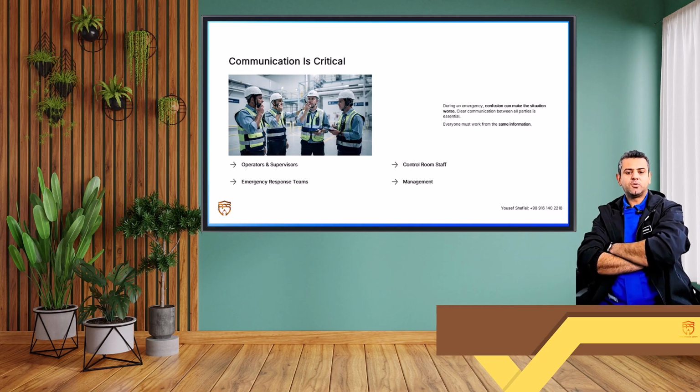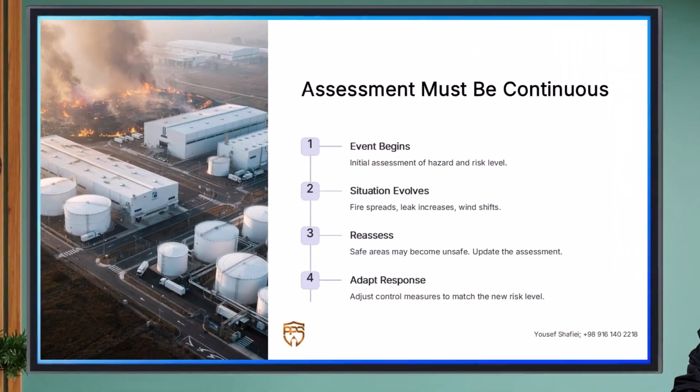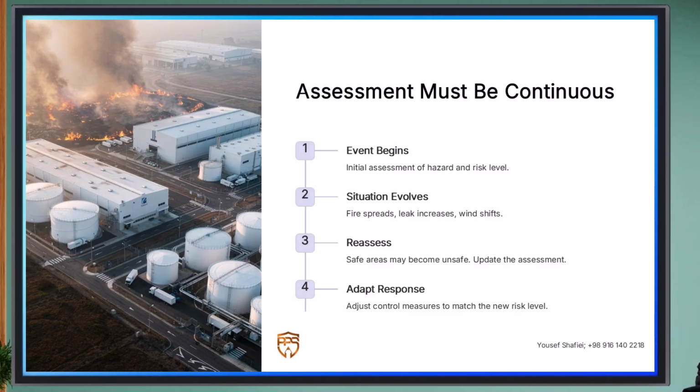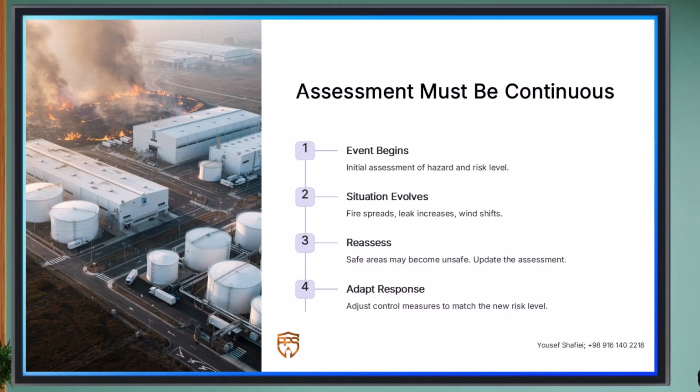Another important point is that emergency risk assessment is not a one-time action. It must be continuous. As the event develops, the risk may change. A fire may spread, a leak may increase, the wind direction may shift, a safe area may become unsafe. This means the assessment must be updated continuously and the response must adapt accordingly.